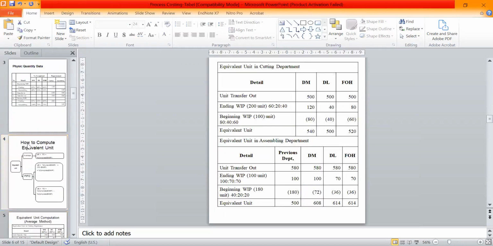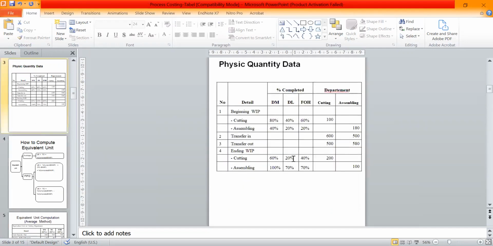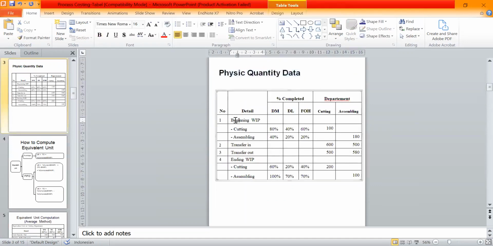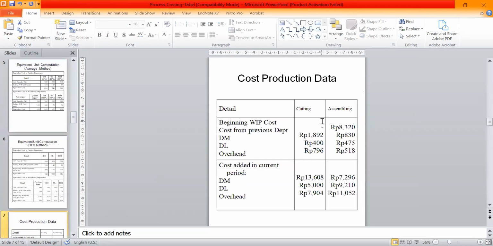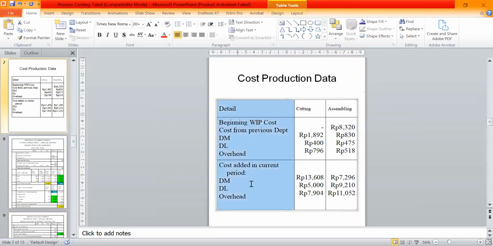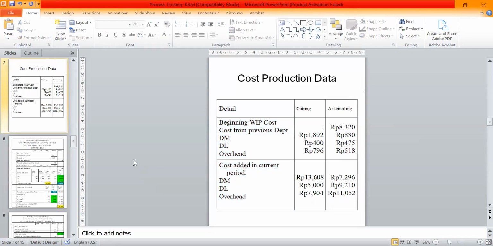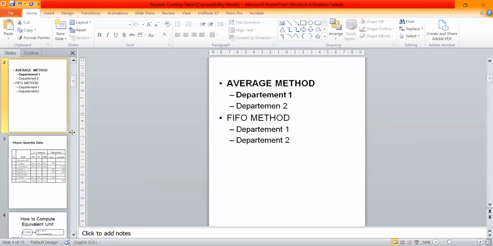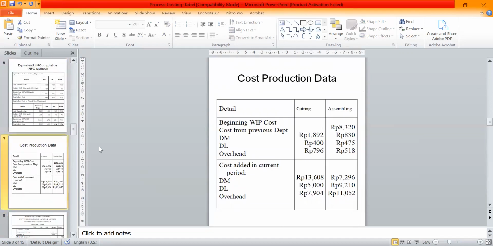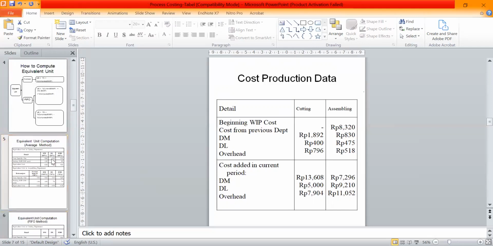Please remember, in order to make the cost production statement of the process costing, whether using the average or the FIFO method, we need the information about the basic quantity data, about all of this. And then we also need information about the cost production data, about all of it. Don't forget, the case problem must tell us about these two types of information: basic quantity data and cost production data. I will continue my explanation in this slide.